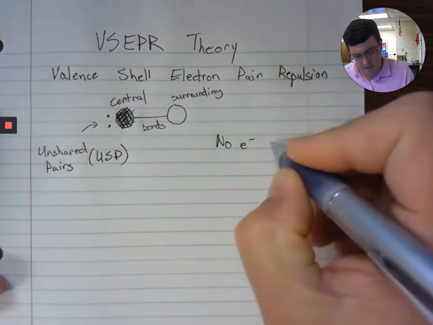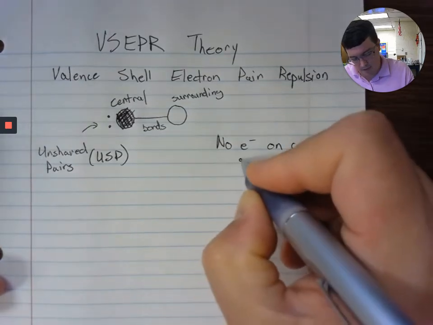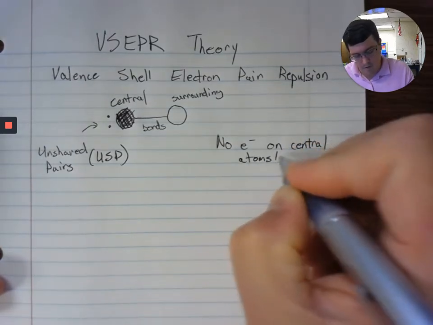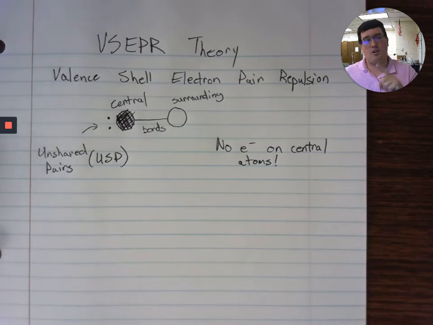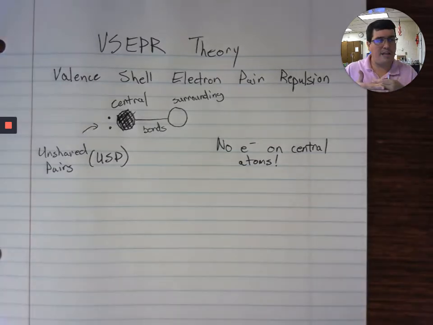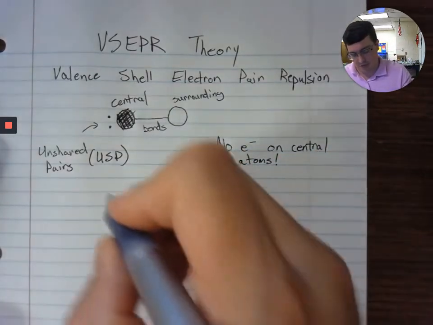We don't really care about electrons on the central atom. We don't really worry about those because they're not going to contribute to the shape of this. They will get to be important later on, when we start talking about polarity, which we're probably going to start on tomorrow. But we don't have to worry about those right now. So when we're talking about VSEPR theory, we're just going to stick to the atoms and bonds around the central atom.